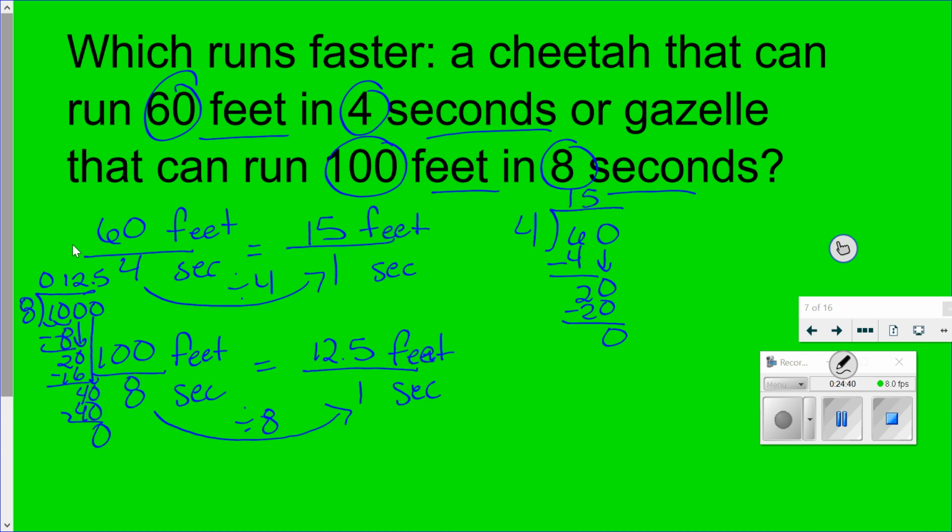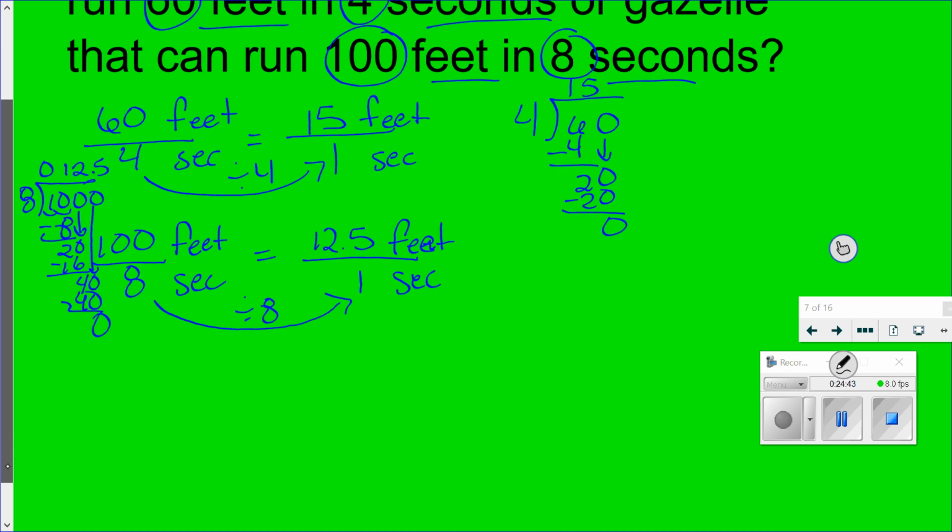So who runs at a faster rate? The cheetah runs faster.